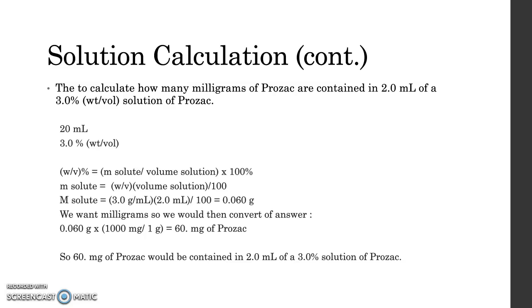So we would manipulate this formula to get mass of solute equals W over V multiplied by volume of solution over 100. And once we plug in what is given to us, we do find that it is 0.060 grams, but this is not the final answer since it is asking for milligrams. So to find milligrams, we would use a conversion, and this conversion would be 0.060 grams times 1,000 milligrams over 1 gram, which would give us 60 milligrams of Prozac.